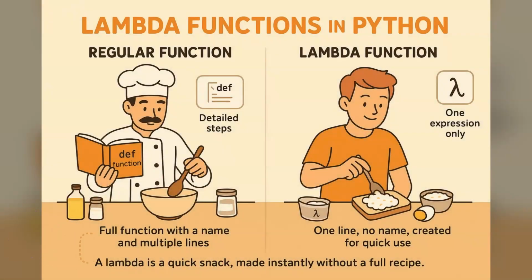Think of it like making a quick snack in the kitchen. You don't pull out a full recipe book or prepare a long set of steps, you just mix what you need and serve it instantly. In short, lambda functions are lightweight tools for small temporary tasks.